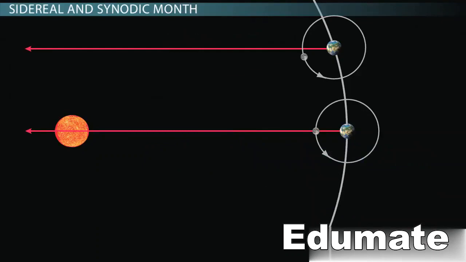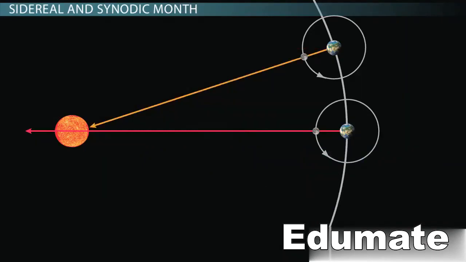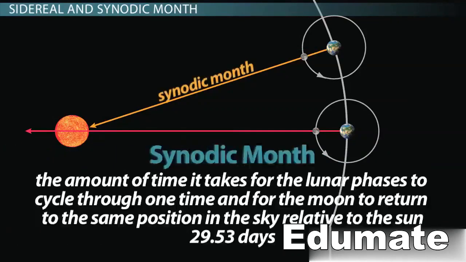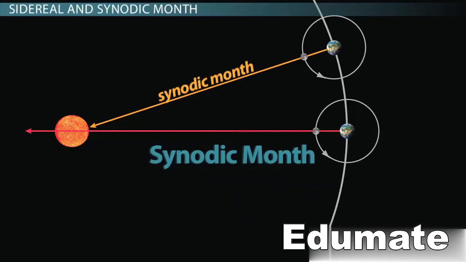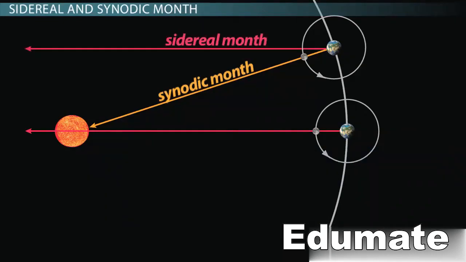But if we use the moon's conjunction with the sun as seen from Earth to measure the length of a month, then we get a synodic month, the amount of time it takes for the lunar phases to cycle through one time, and for the moon to return to the same position in the sky relative to the sun, 29.53 days. The synodic month is sometimes called a lunation or lunar month. A separate lesson on the sidereal and synodic month explains the details of why the synodic month is longer than the sidereal month.